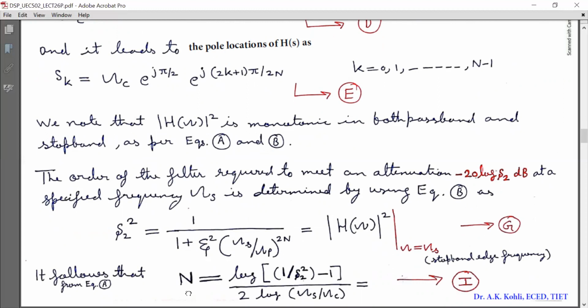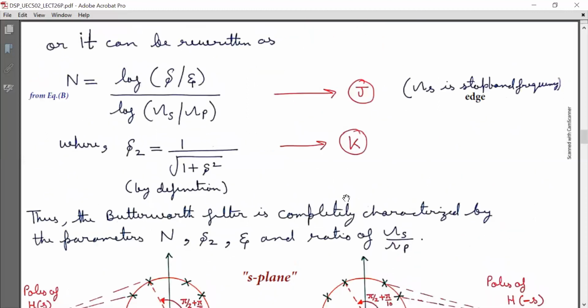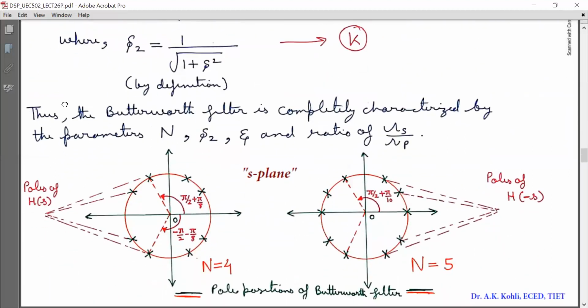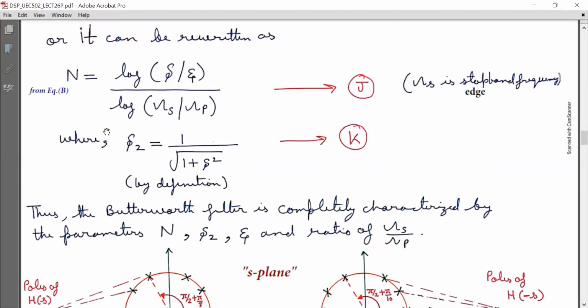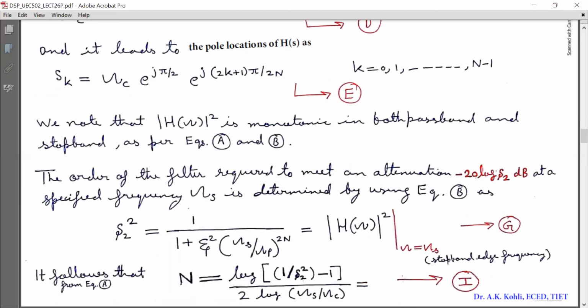Now order of filter N is dependent upon ratio of omega s by omega c and delta 2 in I. In equation J, order of filter N is dependent upon delta 2 and ratio of omega s by omega p and epsilon. Thus, the Butterworth filter is completely characterized by the parameters capital N, delta 2, epsilon, and ratio of omega s by omega p, or ratio of omega s by omega c.